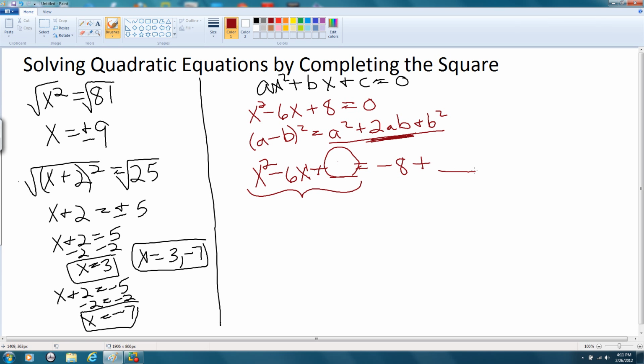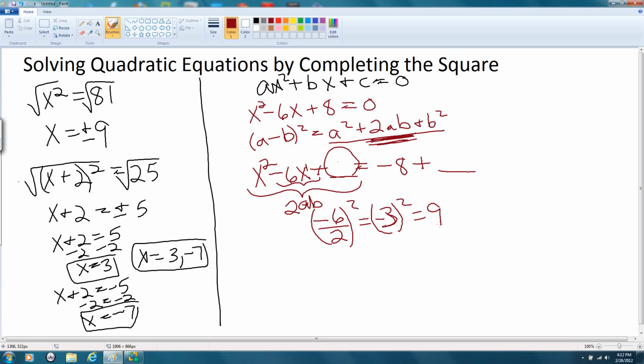Well, what I want this middle part to look like is, you know how I had 2ab over here? Well, I want it to look sort of like that, 2ab. So what I'm going to do is take negative 6. I'm going to divide it by 2. And then I'm going to square it. Okay? So negative 6 divided by 2 is negative 3 squared, and that's equal to 9.